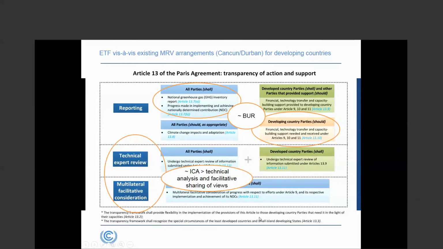On the review side, the new TER and FMCP are very similar to the ICA process. The first process is a technical review process. Before it was called technical analysis, now it is called technical review. The aim of this process is to check the consistency of the reports with the guidelines. Then it will go into the multilateral process, in which the party has the opportunity to present their BUR, especially their NDC progress, in the SB meeting or in the COP meeting. All the other parties have the chance to ask questions. This is a space for parties to exchange their experiences and good practices. Next slide, please.